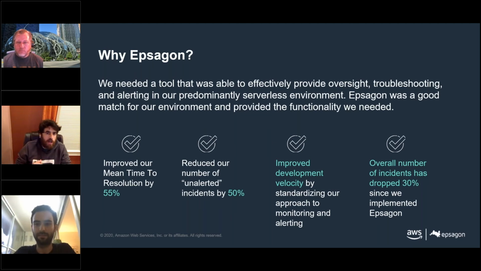After implementing Epsagon, we improved our mean time to resolution by 55%, as well as reduced our number of unalerted or silent incidents by 50%. This really allowed us to greatly increase our development velocity because a lot more people had greater confidence in our solutions.